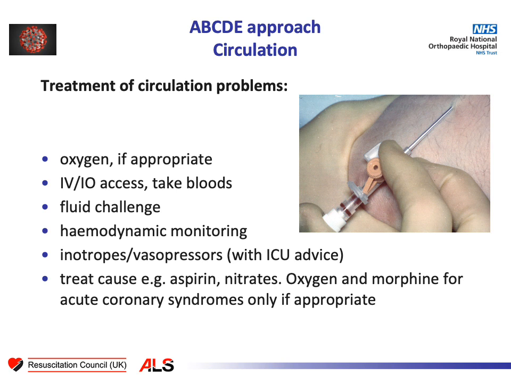Insert one or more large bore intravenous cannula and take some bloods for FBC, biochemistry, coag, and microbiology investigations where appropriate. You may also want to cross-match and do an arterial or a venous gas. Give a bolus of 500 ml of crystalloids such as Hartmann's over 15 minutes if the patient is hypotensive.